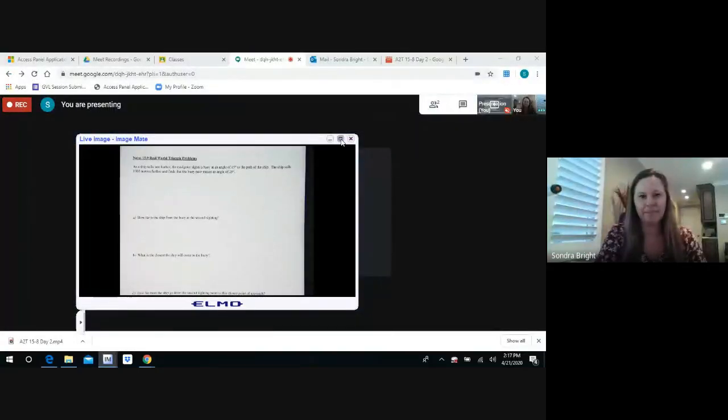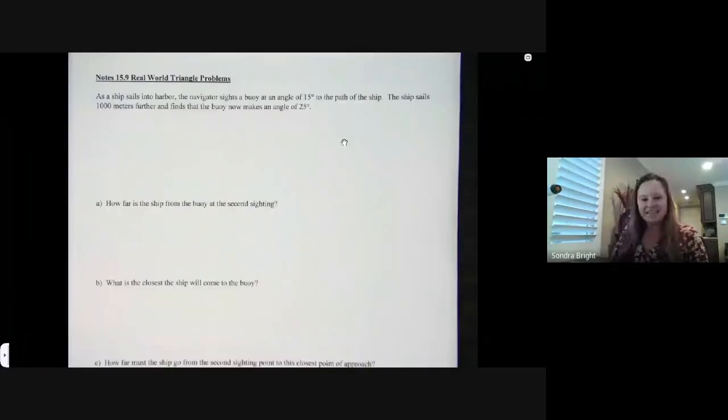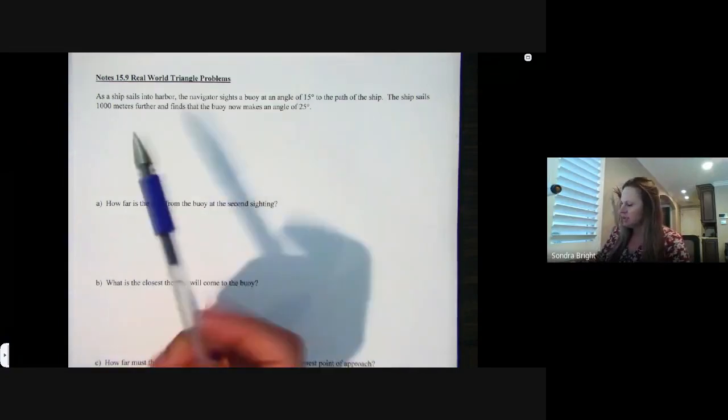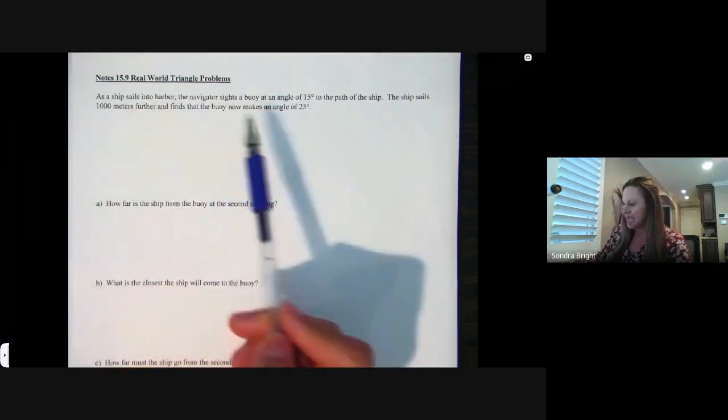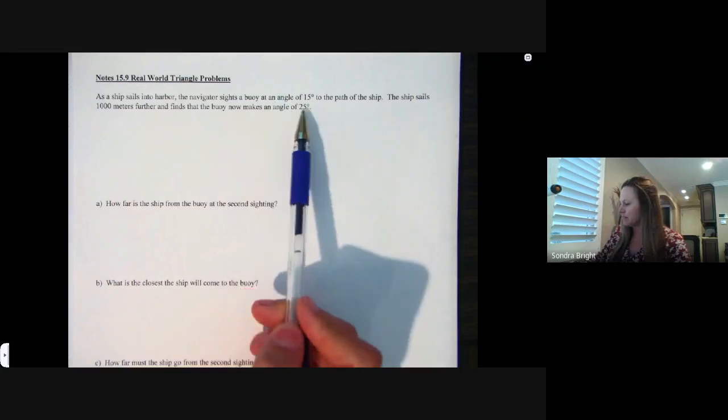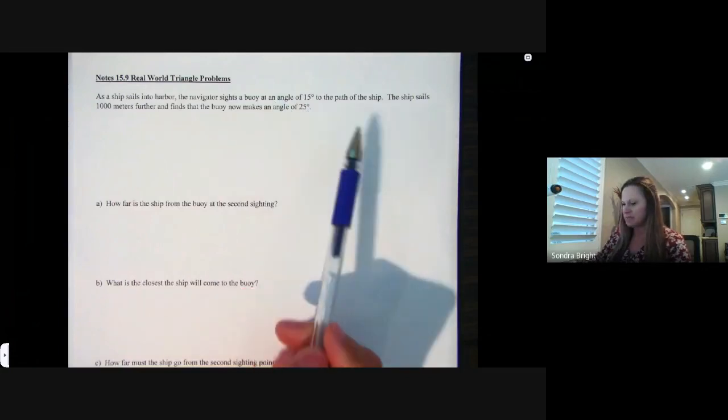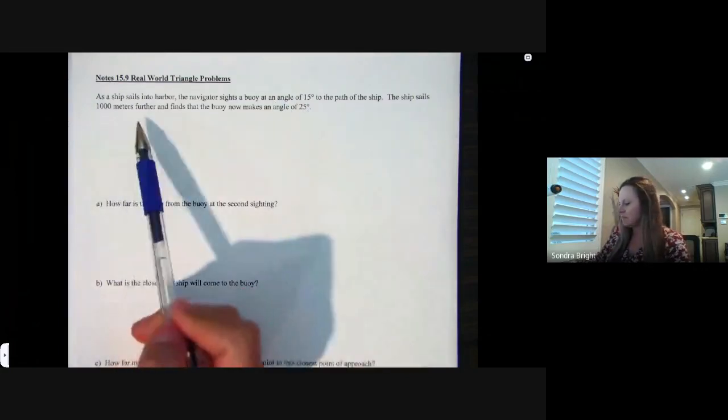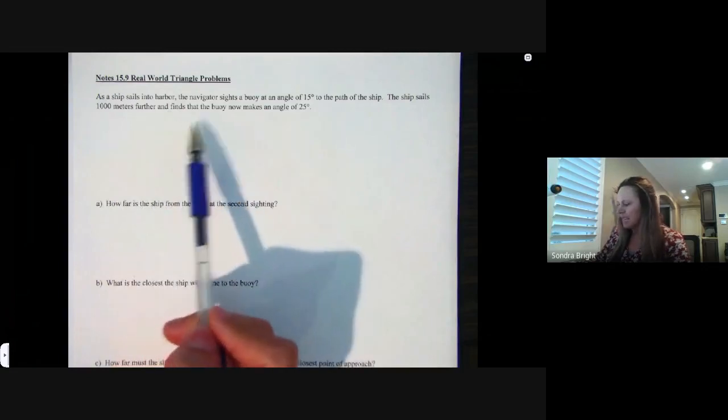All right, last section, real world triangle problems. So it's just one example, that's it. It says, as a ship sails into harbor, the navigator sights a buoy at an angle of 15 degrees to the path of the ship. The ship sails 1,000 meters further and finds that the buoy is now making an angle of 25 degrees.